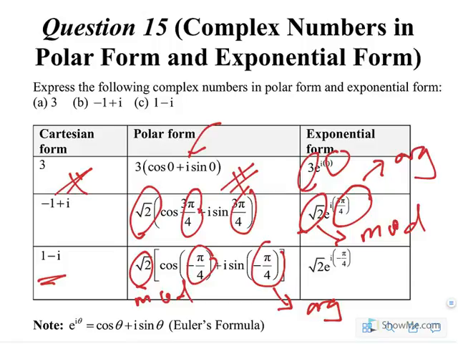So this is why question 15: the basic idea is to get you comfortable in switching from one form to the other, polar to exponential, exponential to Cartesian. Any questions?